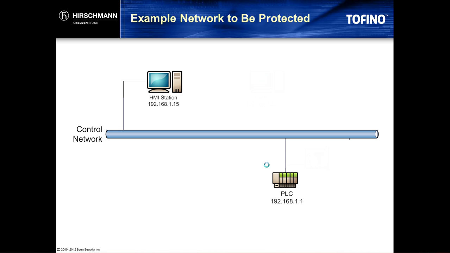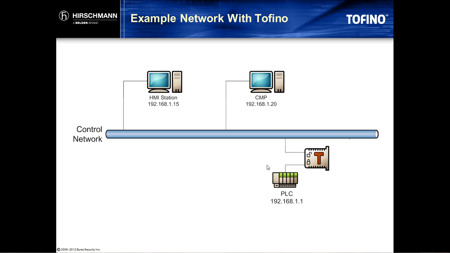What we want to do is add a CMP computer to this plant network and add a Tofino Security Appliance so that we can protect that PLC against potential disruption from sources on the control network.